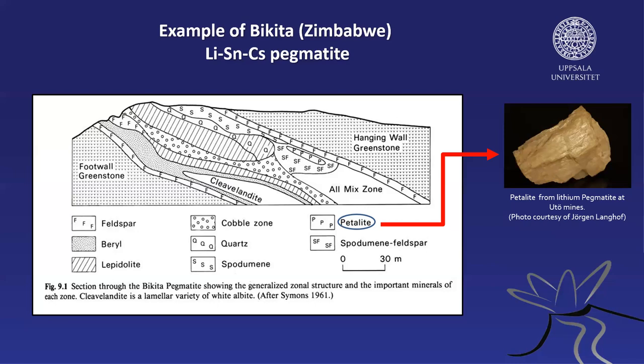Where is it? Here. And here we have this lens made of petalite. This place is the best place for petalite. Apparently you can find the best petalite in the world. And petalite is this kind of mineral, and it's also a lithium bearing mineral. Okay. And finally, here we have a zone where we have spodumene and feldspar.